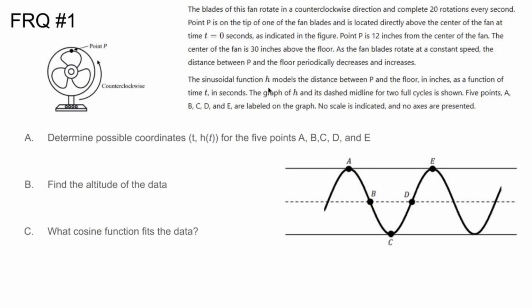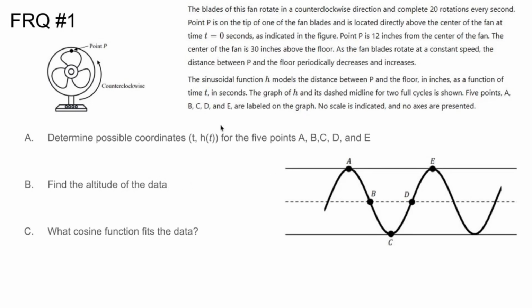The sinusoidal function h models the distance between P and the floor in inches as a function of time t in seconds. The graph of h and its dashed midline for 2 full cycles are shown, as seen here. 5 points A through E are labeled on the graph. No scale is indicated and no axes are presented.